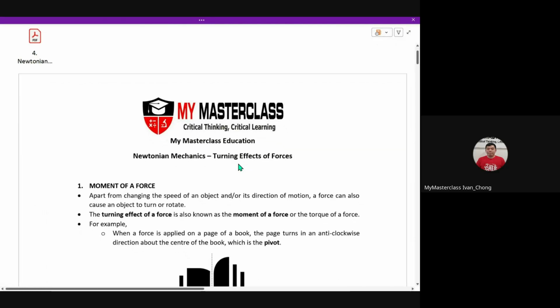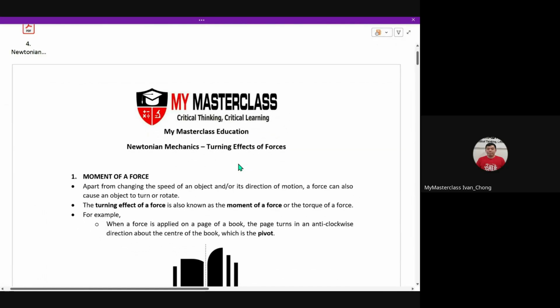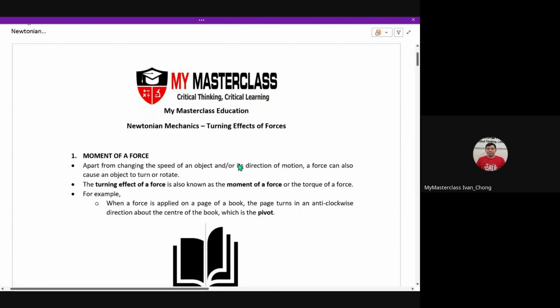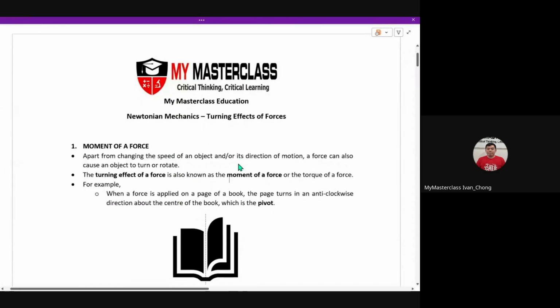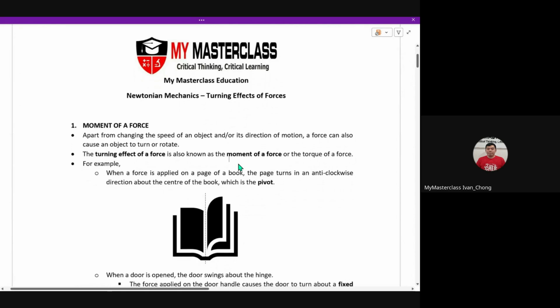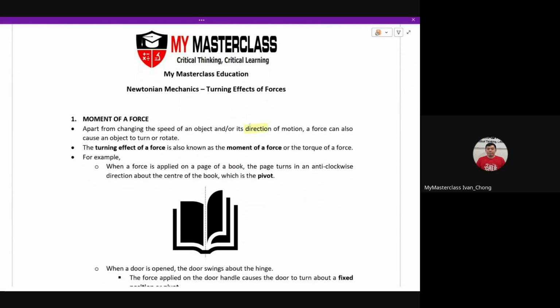Next, we're going to talk about this new chapter itself. It's called the turning effect of force. Just recall that the effects of a force include changing the speed, changing the direction, and changing the shape and size. Changing the direction of motion itself is what we call the turning effect of a force. More precisely, we can call it the turning effect of force, a moment, or even a torque.